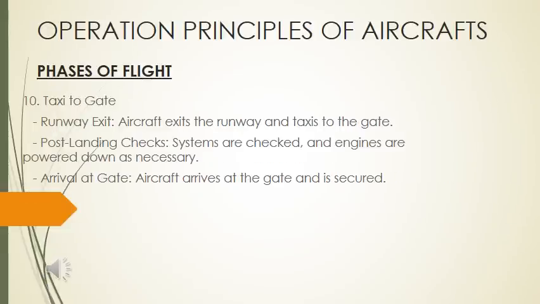Number 10, taxi to gate. The runway exit. Aircraft exits the runway and taxis to the gate. Number 2, post landing checks. Systems are checked and engines are powered down as necessary. Number 3, arrival at gate. Aircraft arrives at the gate and is secured. So this is the 10th stage here, the taxi to gate. We have the runway exit, post landing checks, and arrival at the gate, where the aircraft arrives at the gate and is secure.